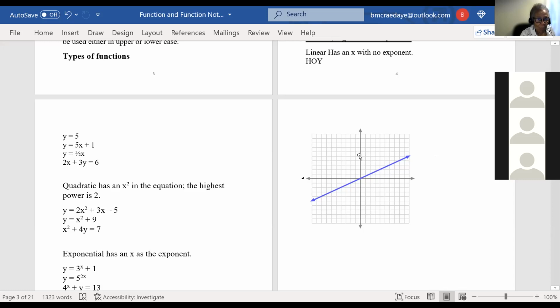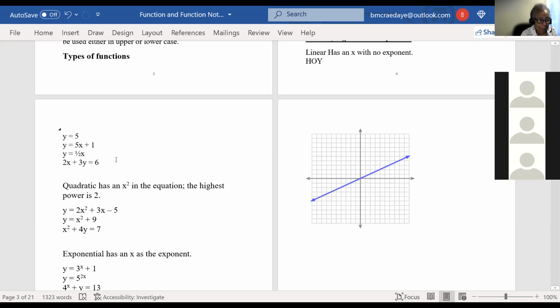You can remember it as HOY: Horizontal, 0 is the slope, and that's on the y. Because the difference in y over the difference in x, if the y values are the same, your numerator is 0. So when you have a horizontal line, 0 will be your slope, and that's on the y line. Y equals 5.